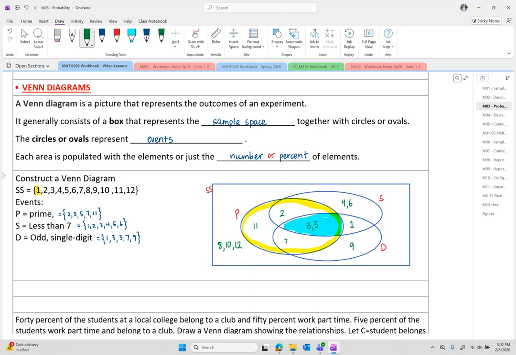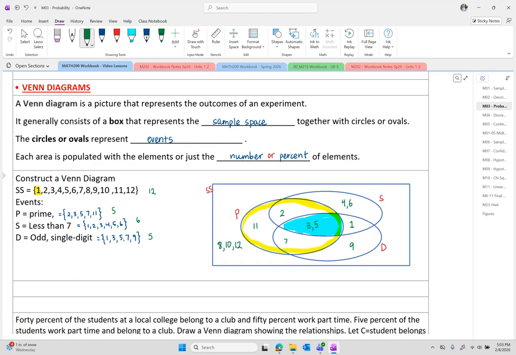So the concept here is that our sample space had 12 elements. Our prime number set had 5 elements. Our less than 7 set had 6 elements. And the odd single digit set D had 5 elements. And none of them appear all together. So there is no area in this Venn diagram that actually has 12 elements gathered together. 5 elements gathered together, 6 elements gathered together, or 5 elements gathered together.